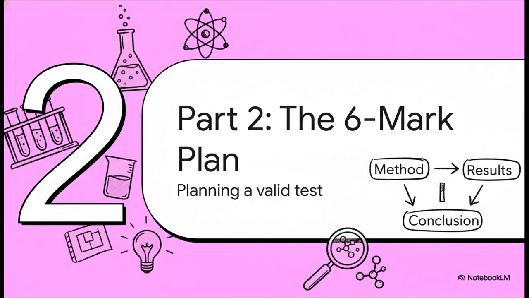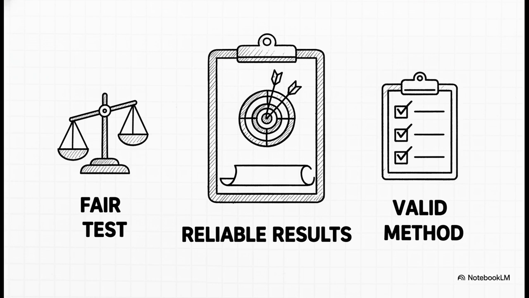Okay, deep breath. Now for the big one, the main event, the 6-mark method question. This is where having a clear, logical plan is absolutely everything. You're not just writing a shopping list here. You're showing the examiner you can think like a real scientist. The question asks you to plan a valid investigation. So what on earth does valid even mean in this context? It's simple, really. It just means your experiment has to be a fair test, one that produces reliable results. So let's build a rock-solid method together, one that hits every single point an examiner wants to see.